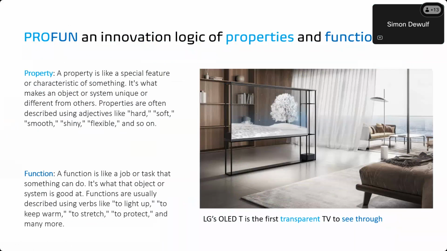The interesting part is there is always a connection between a property and a function. If the property has no function, then it shouldn't be there. But if the property has a function, that's the link between what it is and what it has. So for example, here, the latest technology from this year is a transparent TV to see through. So it's a property and a function.